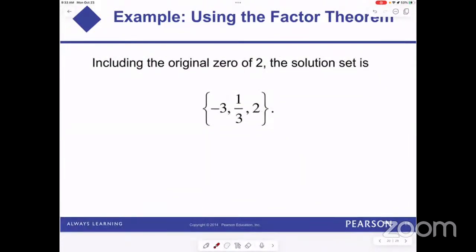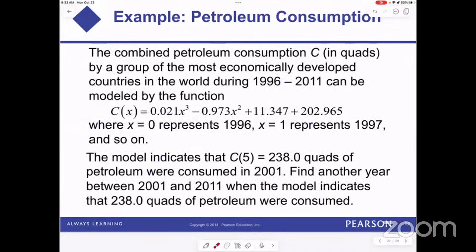The combined petroleum consumption in quads by a group of the most economically developed countries in the world during 1996 to 2011 can be modeled by this function, where x equals 0 represents 1996, x equals 1 represents 1997, and so on. The model indicates that C of 5 is 238 quads of petroleum were consumed in 2001. Find another year between 2001 and 2011 where the model indicates 238 quads of petroleum were consumed.